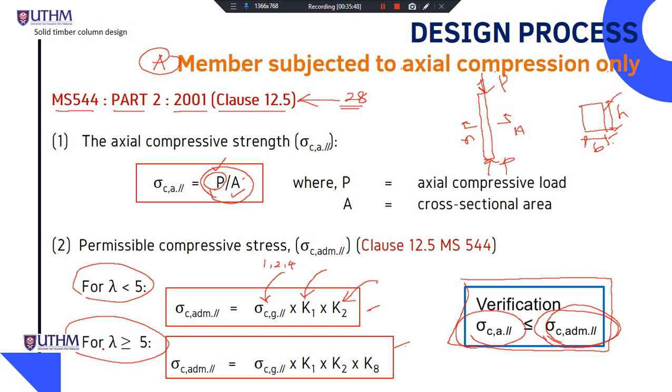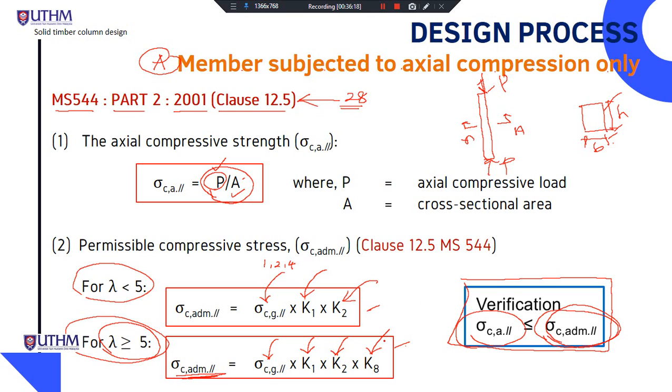Meanwhile, if the slenderness ratio is more than or equal to 5, the permissible compressive stress is calculated using the compression parallel to grain from table 1, 2, or 4, multiplied by K1, the duration of loading, multiplied by K2, the load sharing system, and multiplied by K8.